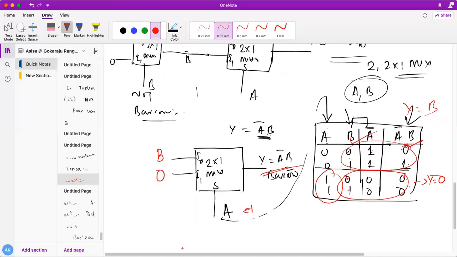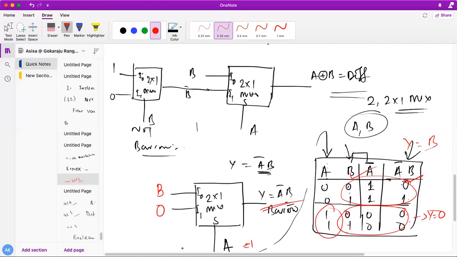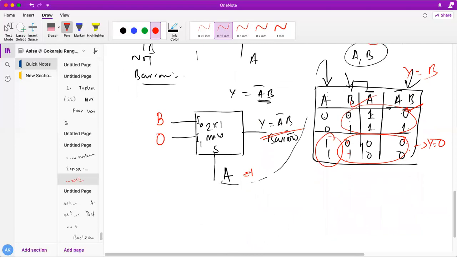So how many 2 cross 1 muxes do I require? Here I require two 2 cross 1 muxes for the difference. For the borrow I need one 2 cross 1 mux. So a total of three 2 cross 1 muxes are required to design a half subtractor. Okay, all of you understand, very important point. So these are the things.